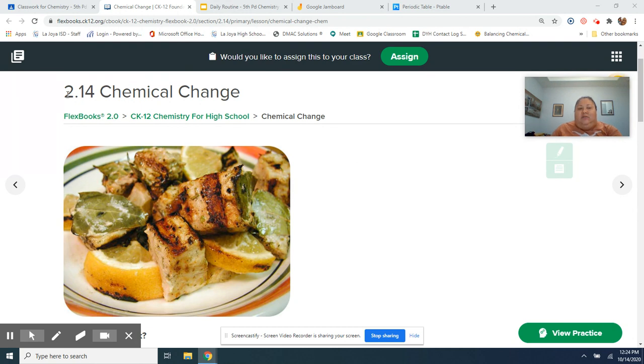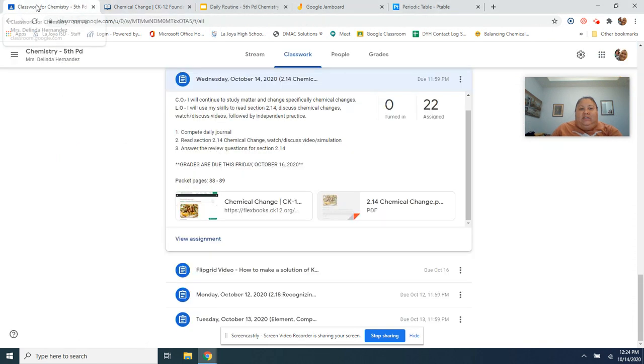Today's topic is going to be 2.14 chemical change. This is the assignment for Wednesday, October 14th. Remember, grades are due on Friday, guys, Friday the 16th.